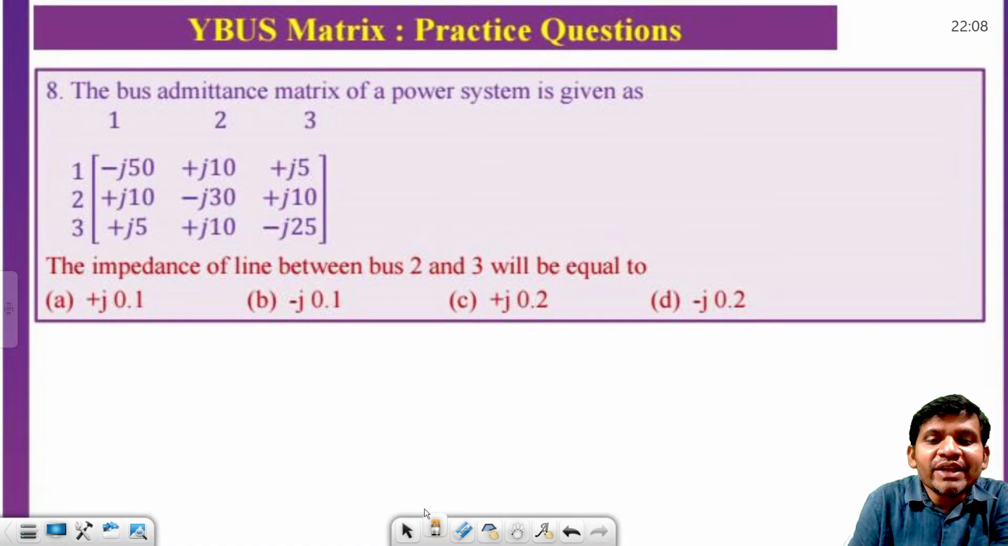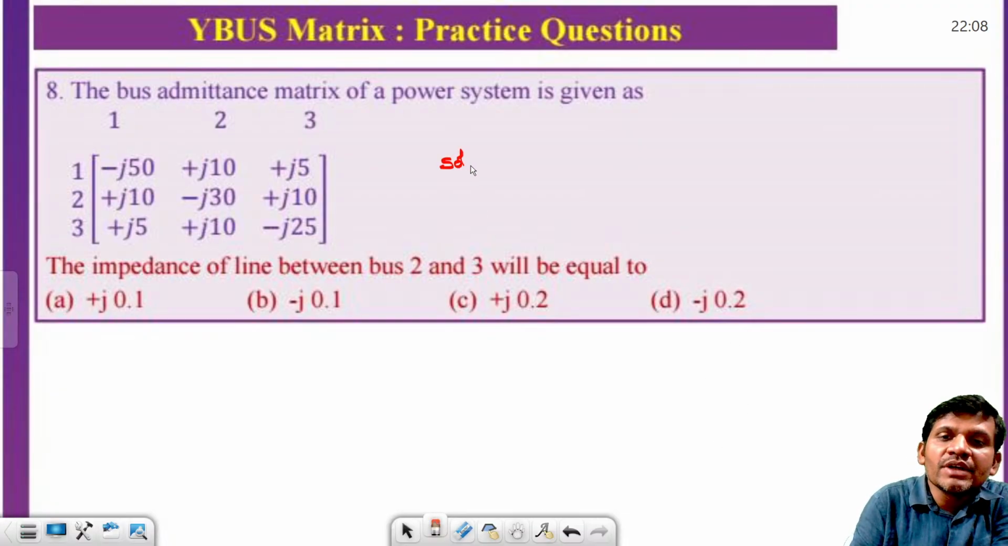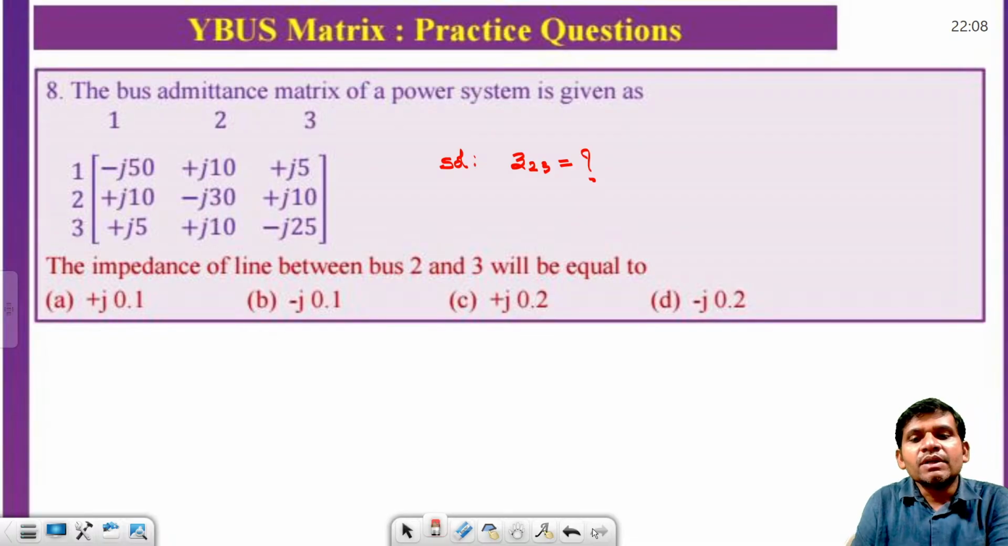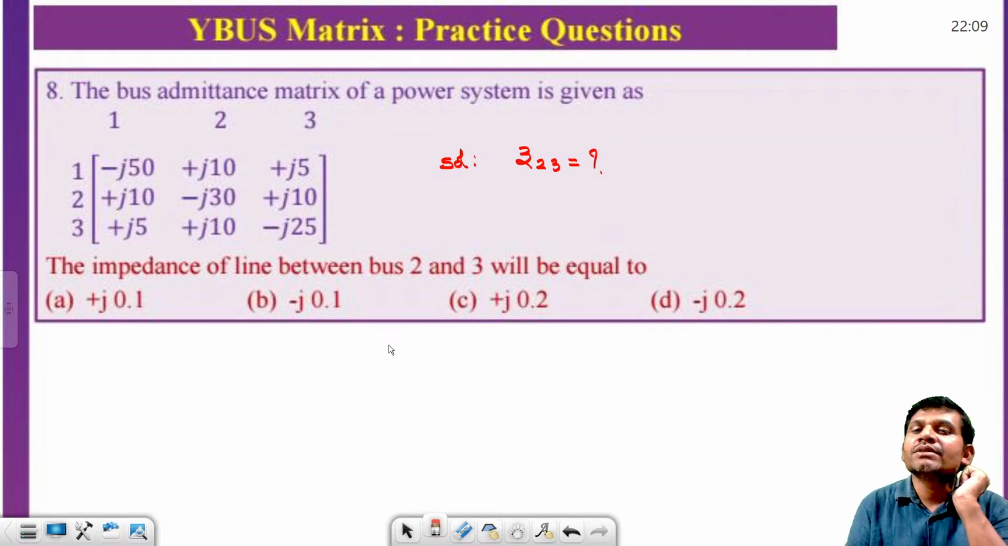Now we have to find the impedance between 2 and 3. That means we have to find y23, sorry, z23. You have to calculate z23. They asked the impedance between line 2 and 3. What is the impedance between line 2 and 3? Now tell, students, how to calculate the impedance between line 2 and 3?